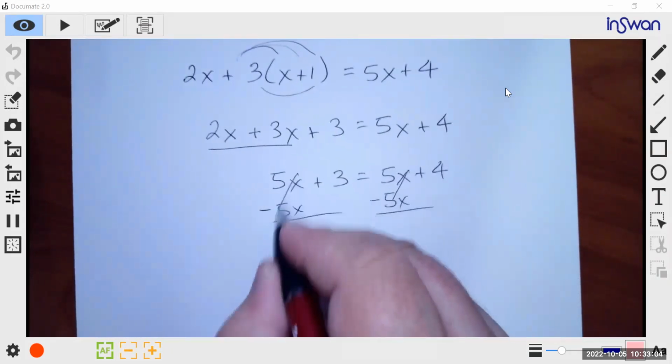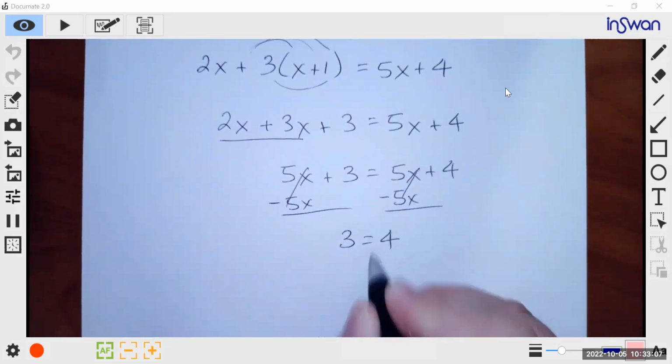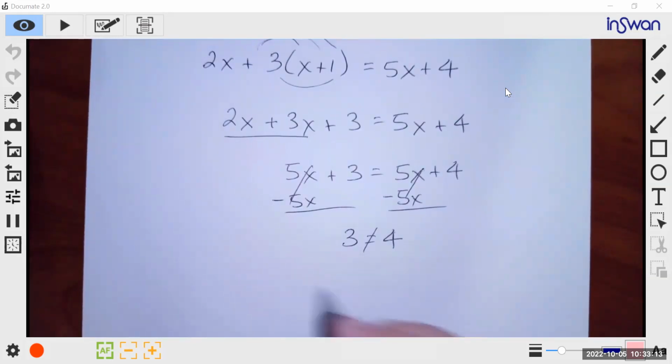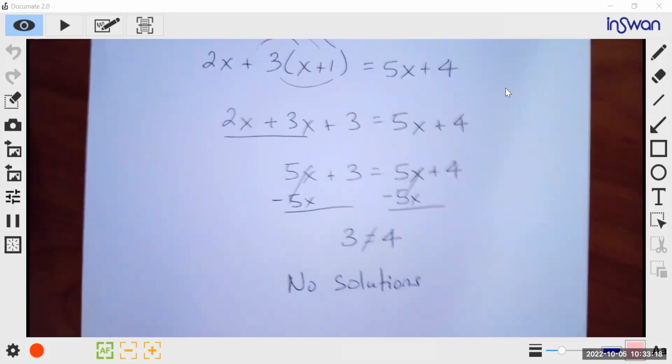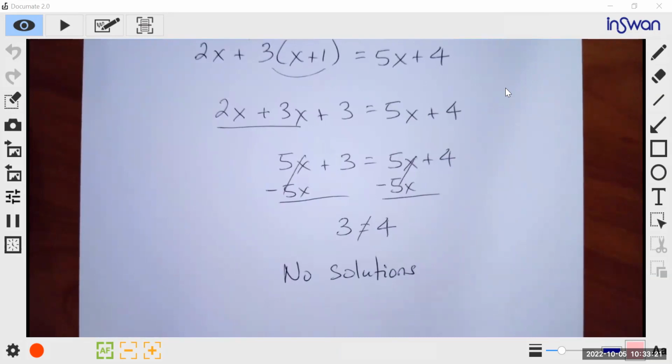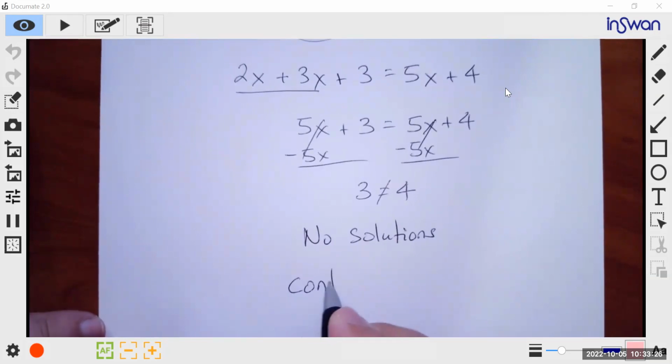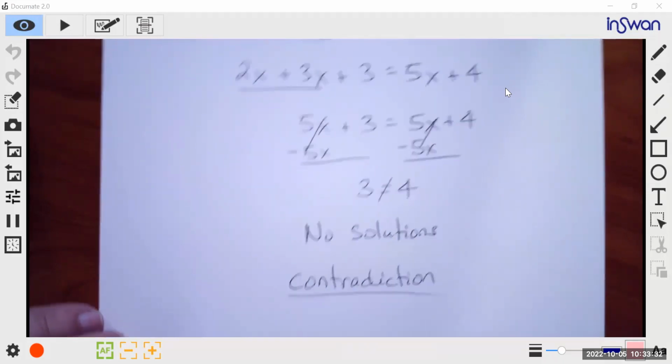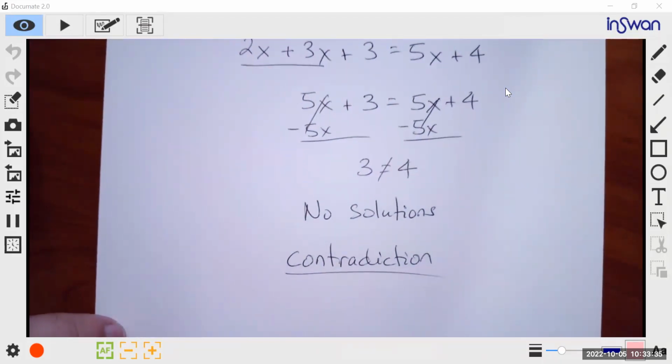Subtract 5x from both sides. Does 3 equal 4? No. So there are no solutions possible. There's no x that we can use that'll make this true. That's called a contradiction, because 3 does not equal 4. So no matter what you put in there, there's no solutions.